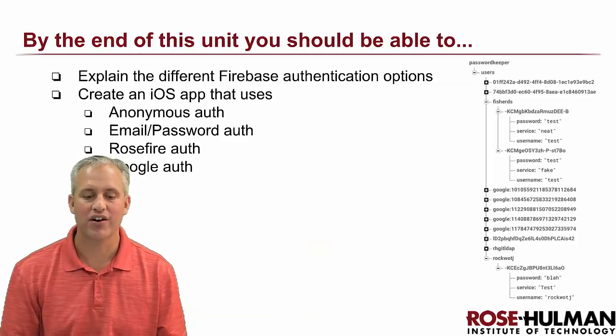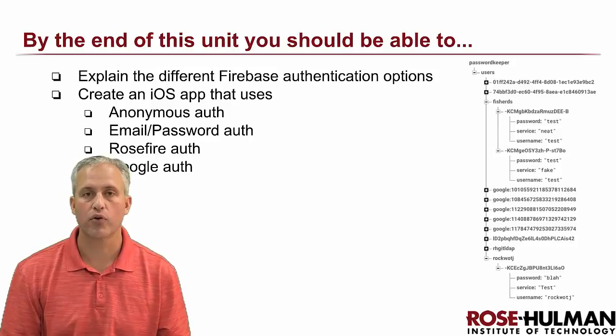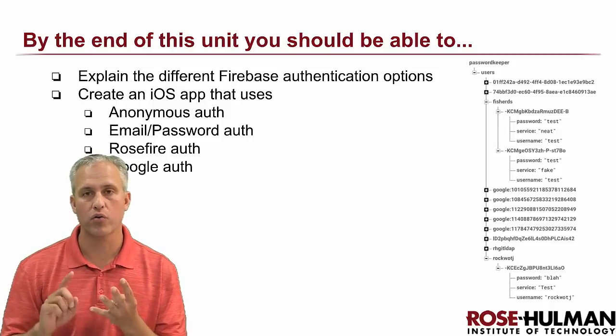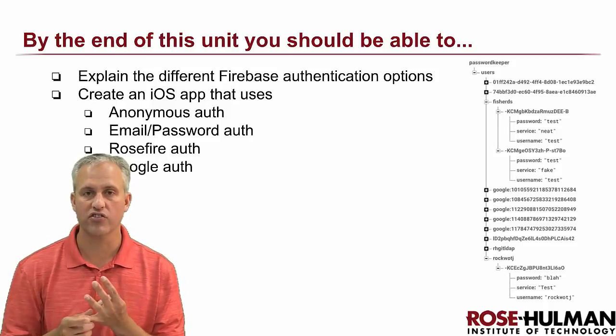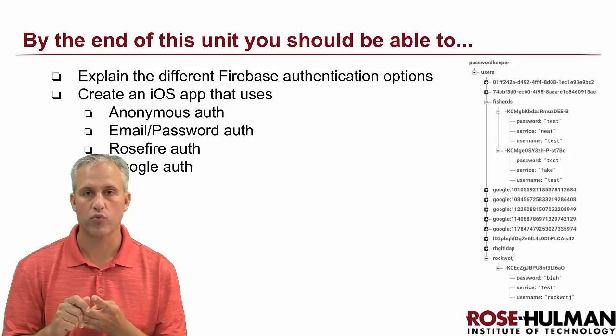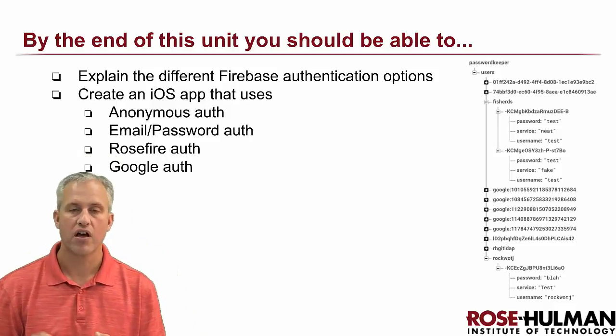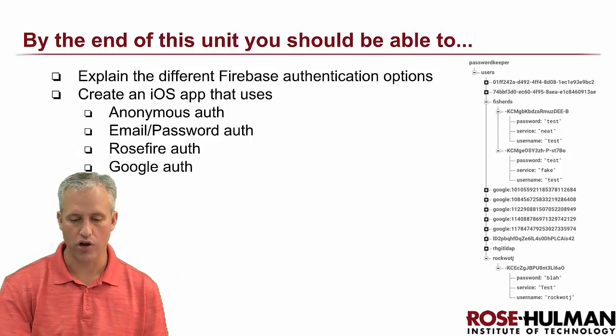Some things we're going to learn are the different types of Firebase authentication that you can use. We're specifically going to focus on four. We're going to do anonymous auth first, just to kind of get you started. Email password auth. Then we're going to use one called RoseFire, which is specifically just for Rose-Hulman students and staff. And then we're also going to show you Google Auth.